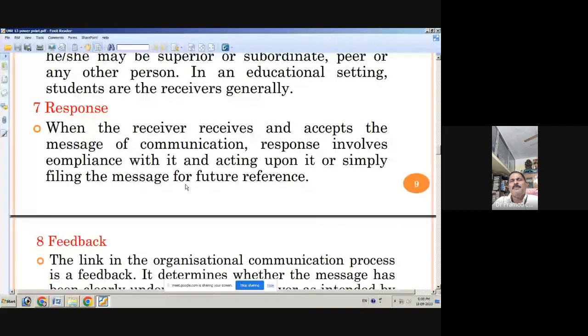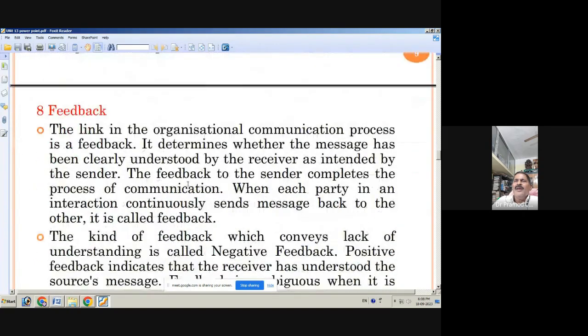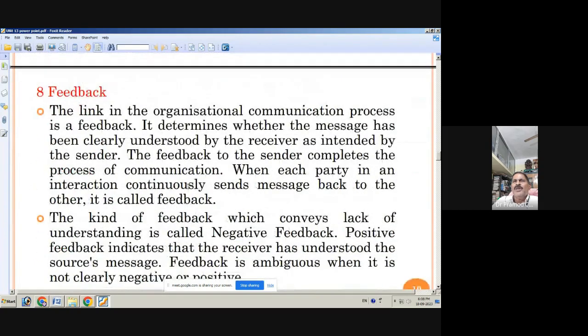And they will have to respond after getting the information. They will respond through their actions and simply filling the message. They are keeping it for future use. Then after the communication, we will give much more importance to feedback.